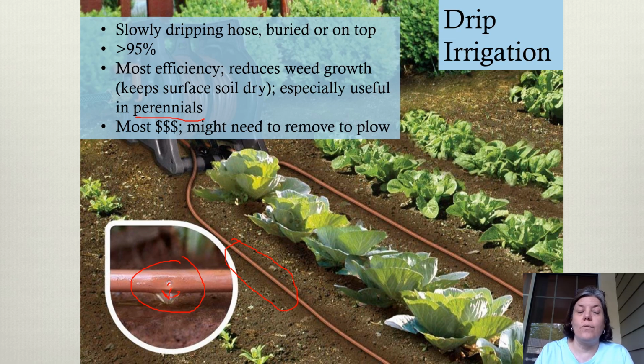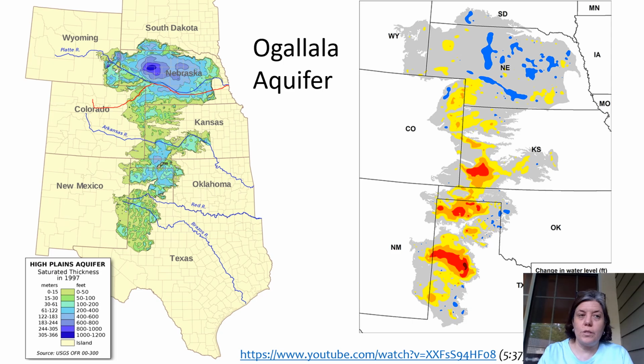The drawback here for drip irrigation is it costs a lot of money. And also you might need to remove all these hoses if you're going to use a big machine to plow your field. So this is very nice and efficient because it gets the water right to the root of your plants and you don't waste any water. But it's pretty expensive to do because you've got to bury those hoses all along your entire crop. So that's a disadvantage.